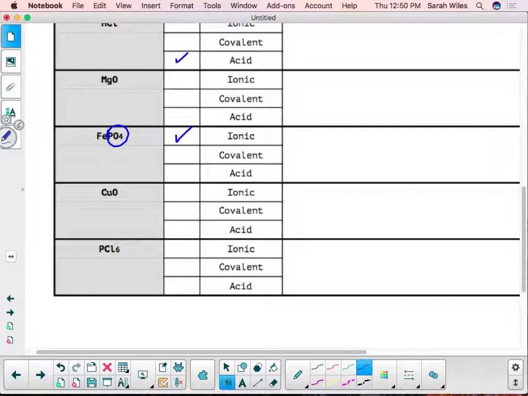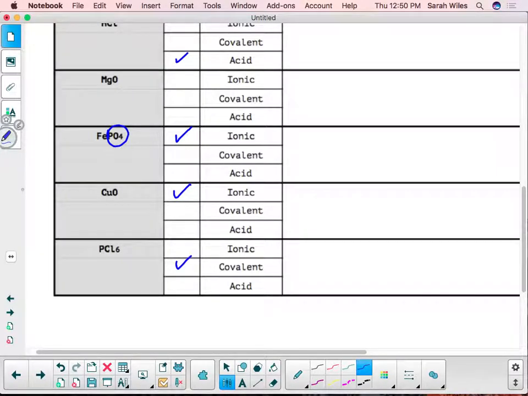CuO, 2 capital letters, copper, to the left of the staircase, metal. Oxygen to the right of the staircase, non-metal, ionic. PCl6. P, right of the staircase, non-metal. Cl, right of the staircase, non-metal, covalent.